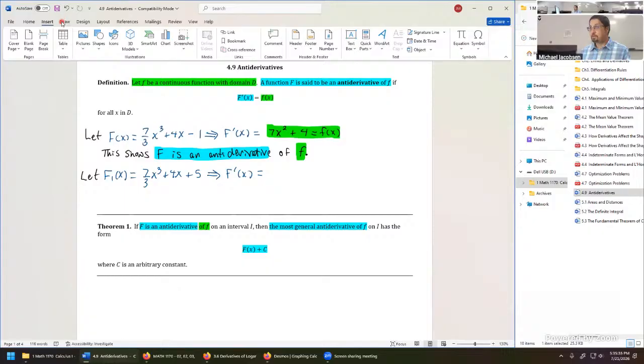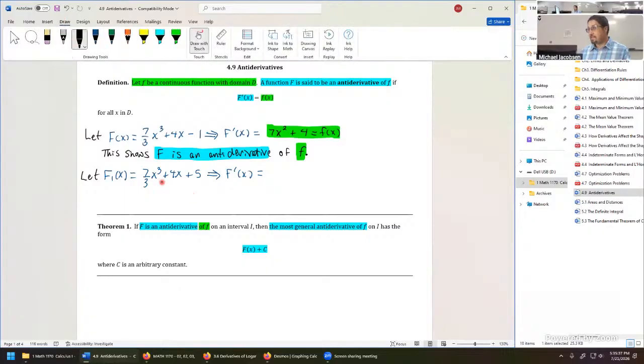This now becomes 7x squared plus 4. It's equal to lowercase f of x again. So that's a bit weird, but it's the right derivative. And this tells us, this means F1 is also an antiderivative of lowercase f.